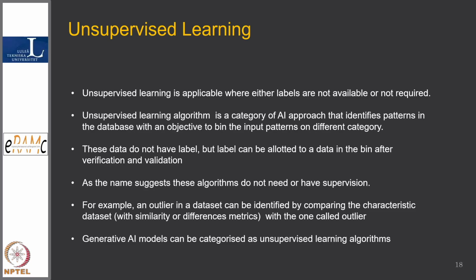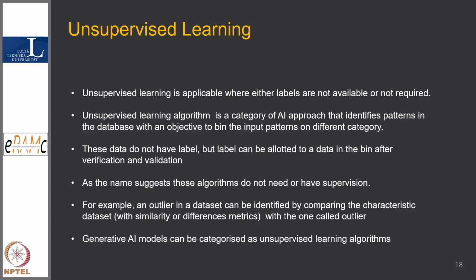Unsupervised learning is a category of AI. It identifies patterns in the data set with the objective to bin the data. Bin means categorize the data or pattern into one category or a second, third or fourth category. So this is basically a classification and categorization approach. Many times in life, from the quantum of data available, we want to classify, which is not humanly possible, but a computer or an AI tool can do it very easily.